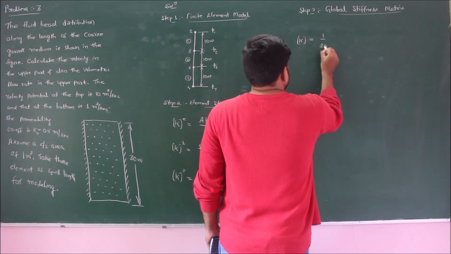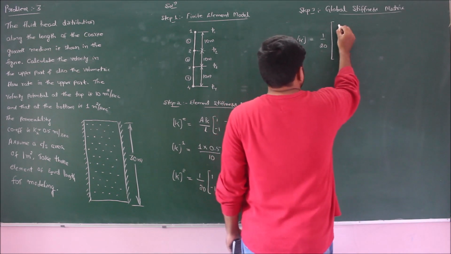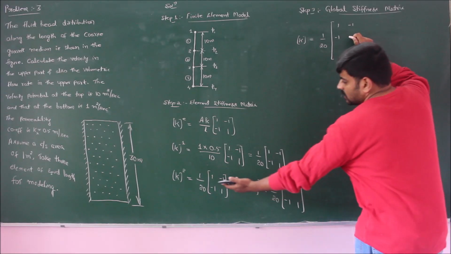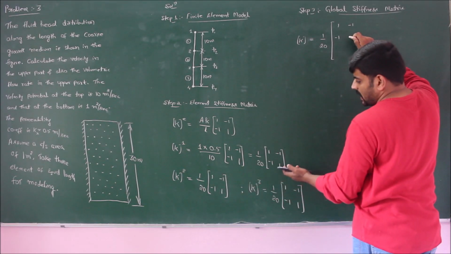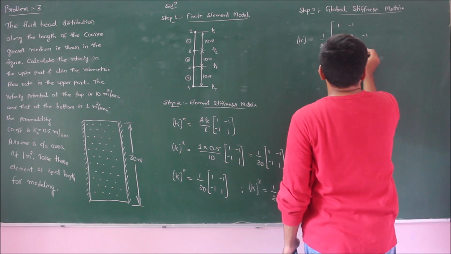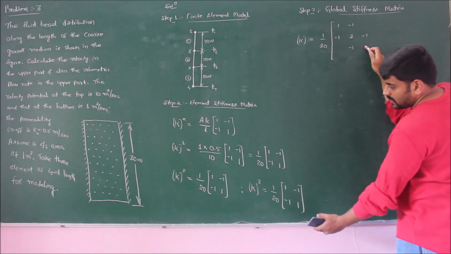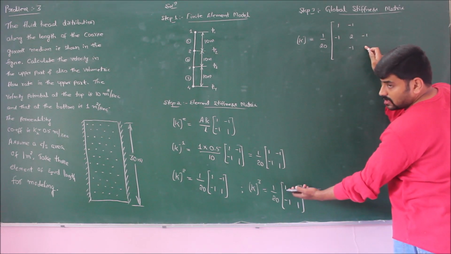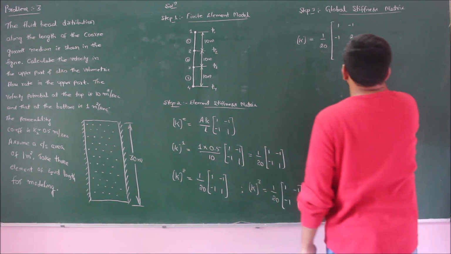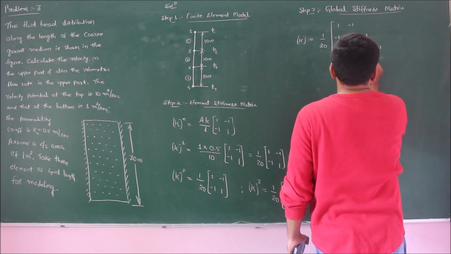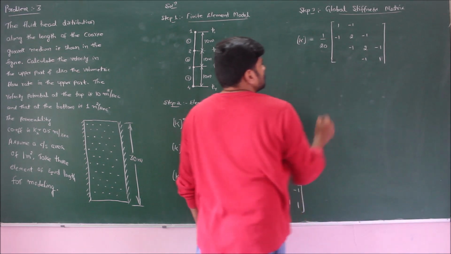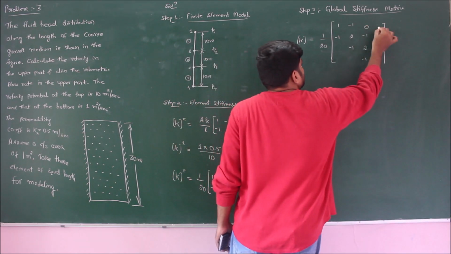I will take 1 by 20 common. For element 1, we have 1 -1, -1 1. If I add K11 of element 2 to K22 of element 1, I will get 2, -1, -1, 1. Now I should add K11 of element 3 to K22 of element 2. If I add, 1 plus 1 will become 2, -1, -1, 1. So this completes the global stiffness matrix. Fill the unfilled positions with zeros.